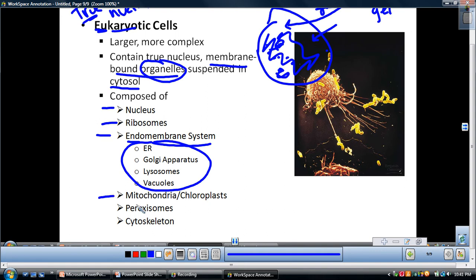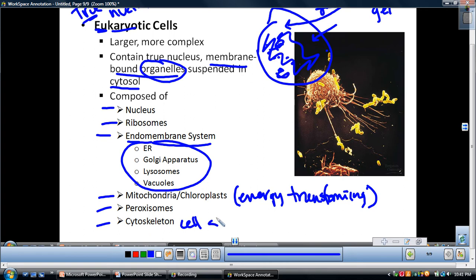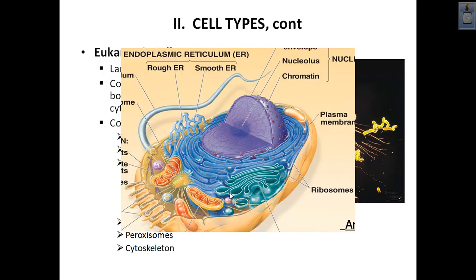Those are all part of the endomembrane system. Okay, then we're going to focus on mitochondria and chloroplast, which are energy. Okay, these are energy transforming organelles. Okay, so we'll talk a lot about those. We'll get into the peroxisomes, and then we'll talk about the cytoskeleton, which is most of your cell structure and support. Okay, so that's kind of our tour that we're going to take in the next few slides.